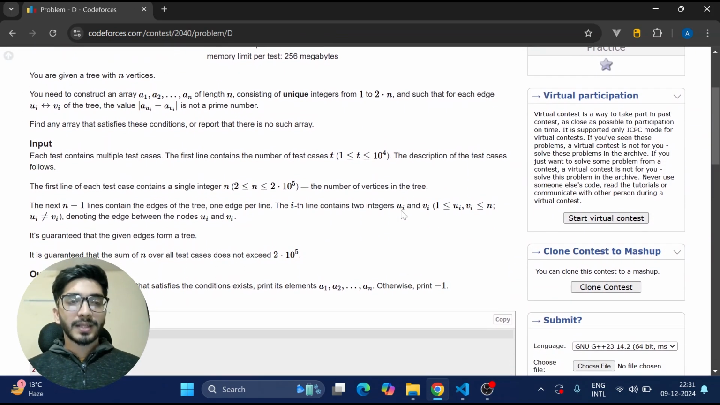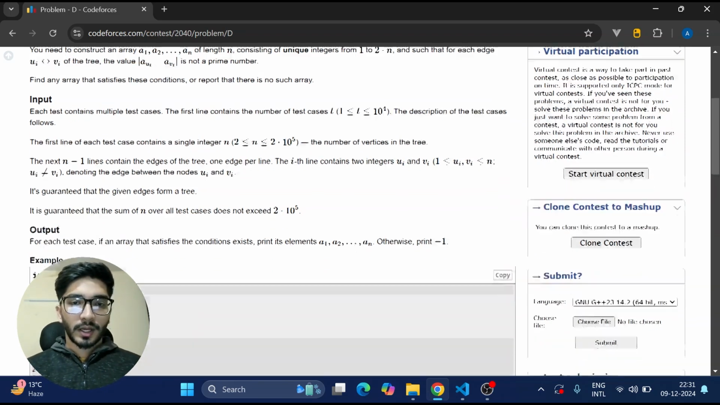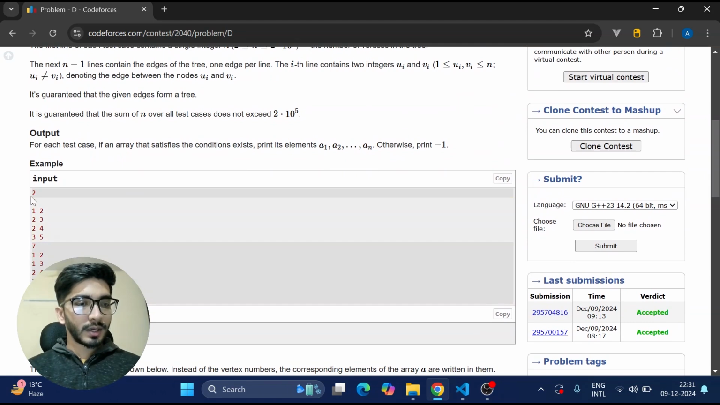The problem says that you are given a tree with n vertices and need to construct an array A of length n consisting of unique integers from 1 up till 2n, such that for each edge u_i v_i of the tree, the value a of u_i minus a of v_i is not a prime number. Find any array that satisfies these conditions or report that there is no such array. So let's take an example, which is this.